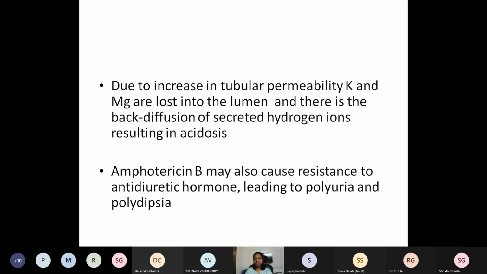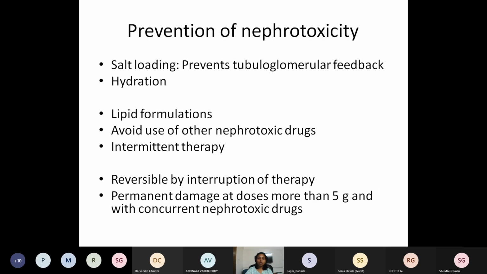It also causes resistance to the antidiuretic hormone, which leads to a nephrogenic diabetes insipidus. How do you prevent it? A lot of animal studies and preclinical studies have found that salt loading helps. A few studies have tried loading with sodium. They have given oral sodium plus IV sodium plus certain drugs such as ticarcillin sodium, which has a higher content of sodium in it.